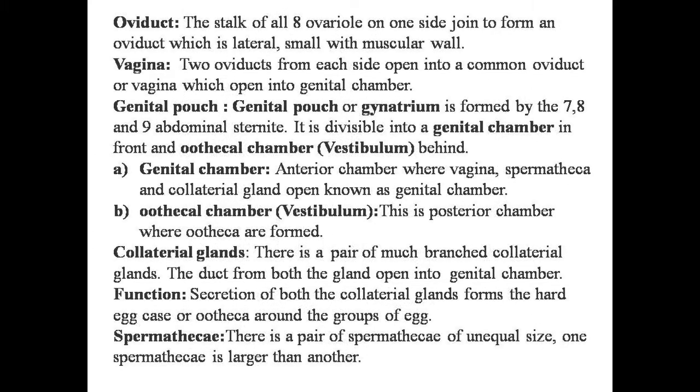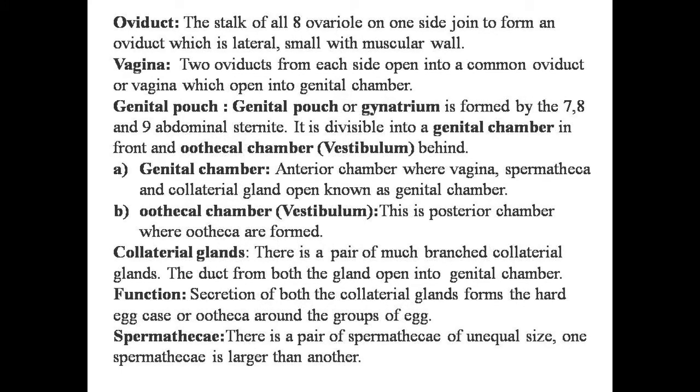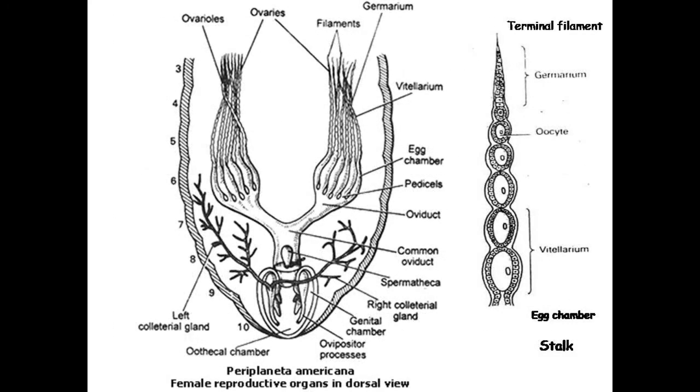Next to these ovarioles, the next organ is the oviduct. The stalks of all 8 ovarioles on one side join to form the oviduct, which is a lateral tube with a muscular wall. Both the lateral oviducts unite together to form the common oviduct, and that common oviduct is called the vagina.